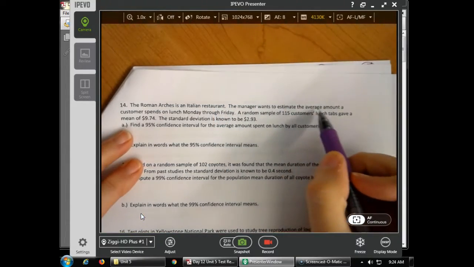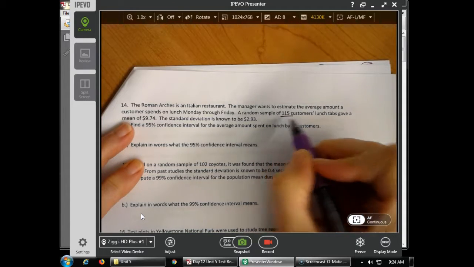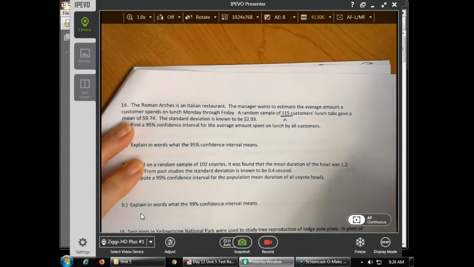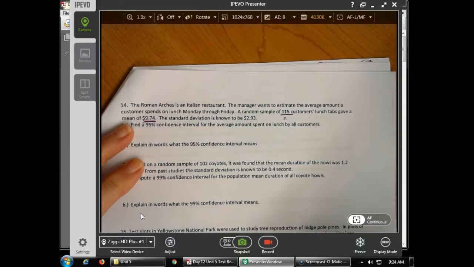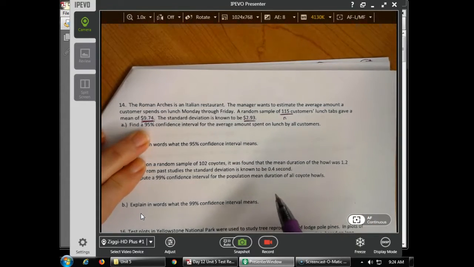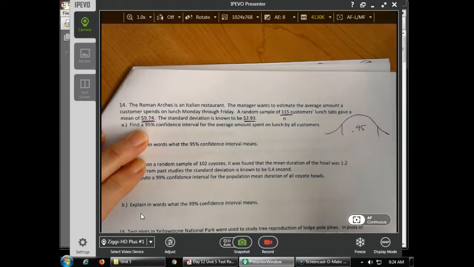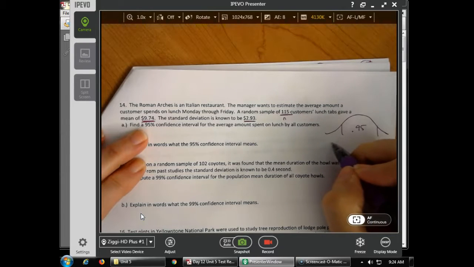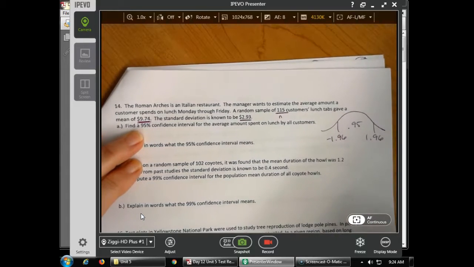So the manager wants to estimate the average amount a customer spends on lunch, and he asks 115 customers. That's his N. That's the sample size. His mean is 9.74, and the standard deviation is 2.93. So 95%, we need our Z that goes with that. And this is the most common confidence interval. It's negative 1.96 and a positive 1.96.